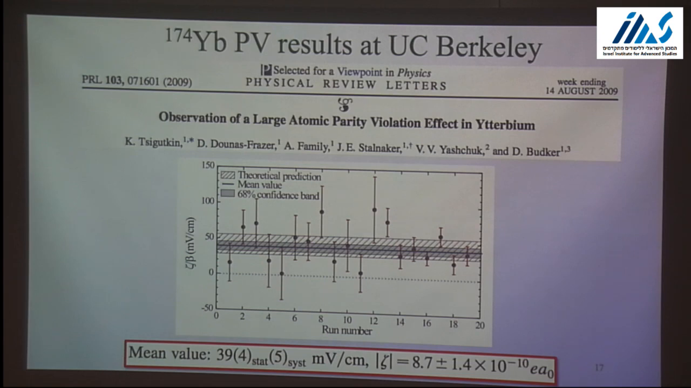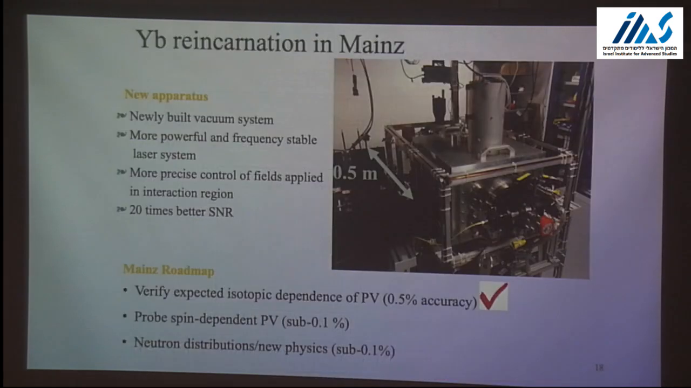in Ytterbium, and in fact the parity violating amplitude is 100 times larger than in cesium. So this is so far the champion, that's the largest parity violation. In fact, it's observed in atoms. It's still tiny, but it's the largest.